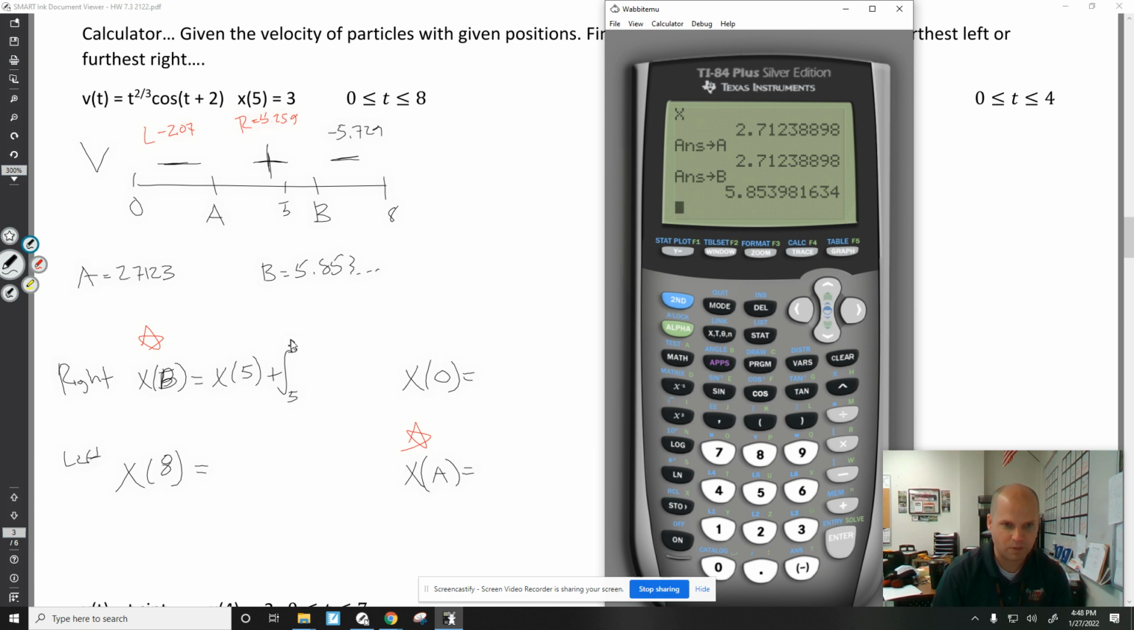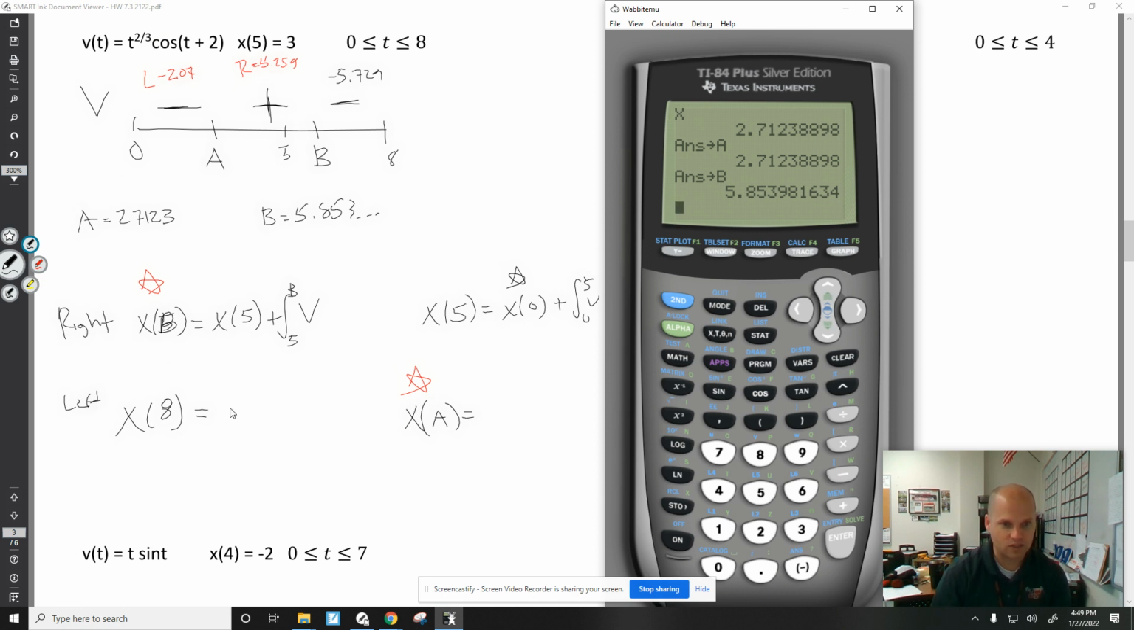Many of us are confused because we do some work to get this number, and you don't just use that number in the integral. You don't just find an area. You have to find that area and use it to find a position. So that's how I'm going to find x of B. Now to find x of 0, it doesn't make sense to do it that way. It's going to be x of 5 equals x of 0 plus the integral from 0 to 5, and I'm going to solve for x of 0. X of 8 is easy: x of 5 plus the integral from 5 to 8 gives me my position at time 8.